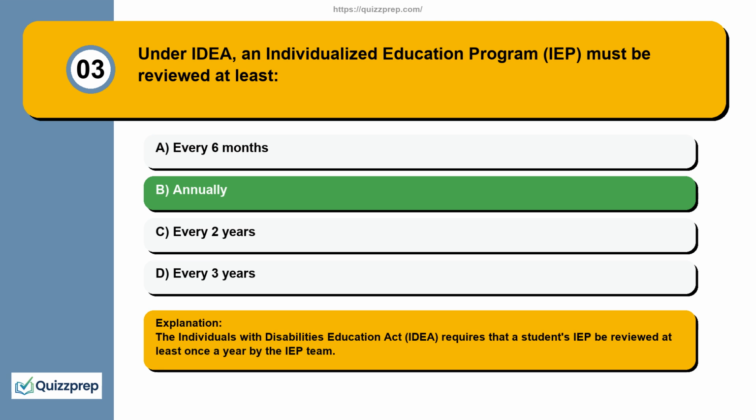Annually. Explanation. The Individuals with Disabilities Education Act, IDEA, requires that a student's IEP be reviewed at least once a year by the IEP team.